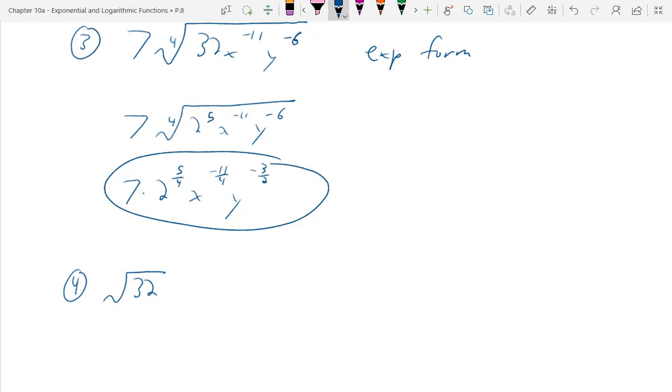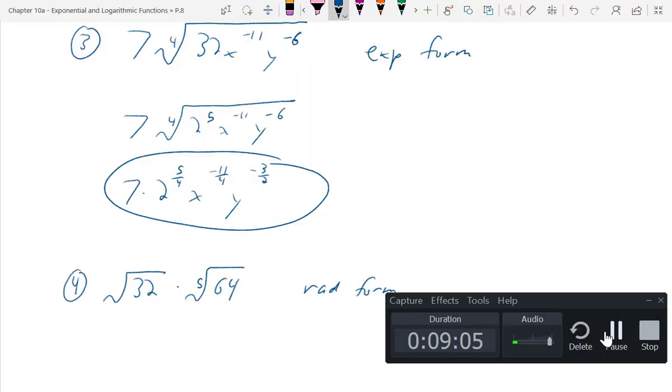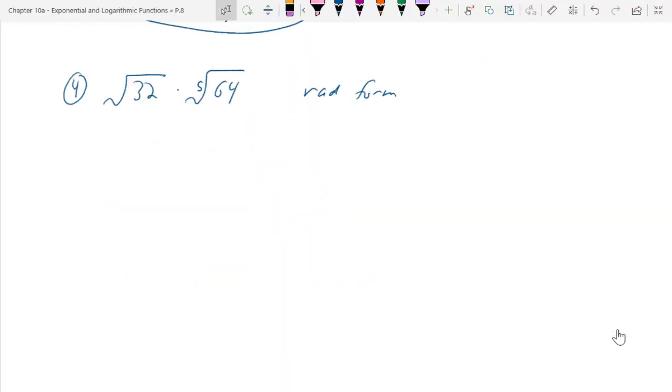Next one, root 32 times the 5th root of 64. And I want this in radical form. I'm going to pause for a second. To do this, you need to convert them both into exponential form. So 32 needs to become 2 to the 5th times the 5th root of 64 needs to become 2 to the 6th. Now, rather than simplify the radical at this point, we're going to bring them to exponential form. 2 to the 5/2 times 2 to the 6/5.